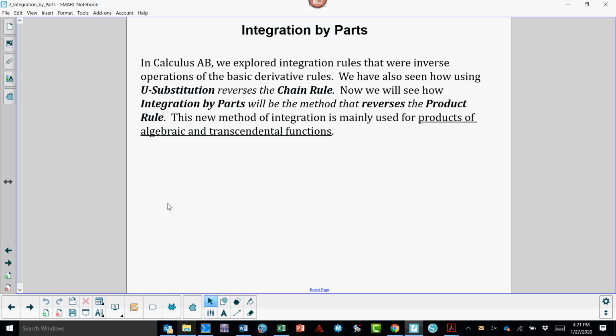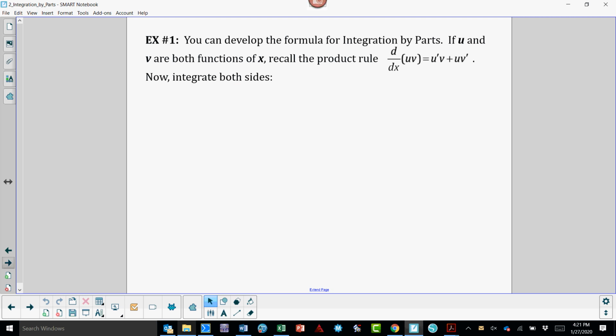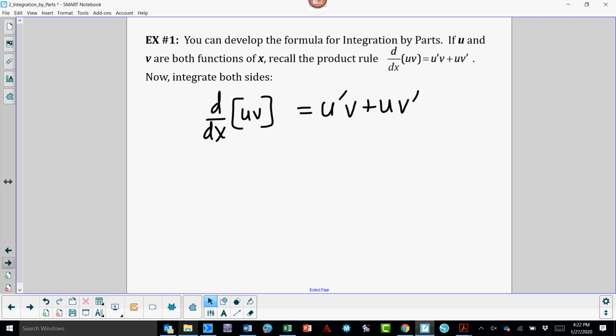Either the use substitution where you have something times its derivative, so that's a product, so to speak, or this technique. Okay, so we're going to actually go through and develop the formula for integration by parts. So we're going to look at this product rule, and then we're going to integrate both sides. So in our product rule, I'm going to leave a space here. Okay, so that's the product rule.